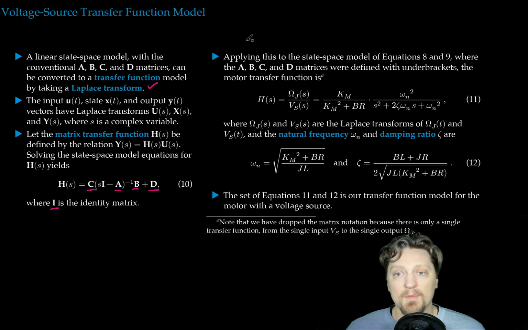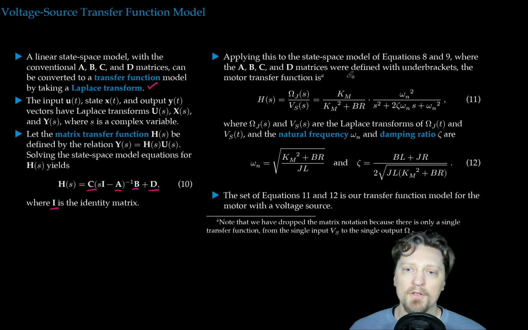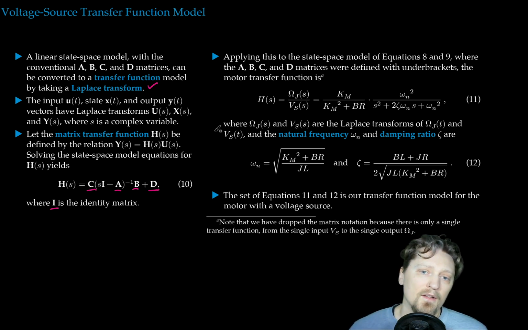Applying this to the state space model for equations 8 and 9, where the A, B, C, and D matrices were defined with underbrackets, the motor transfer function is given here, and we have simplified this down into a notation that includes two parameters, omega n, the natural frequency, and zeta, the damping ratio. Omega L of s and Vs of s are the Laplace transforms of the angular velocity of the load, and Vs is the input voltage.